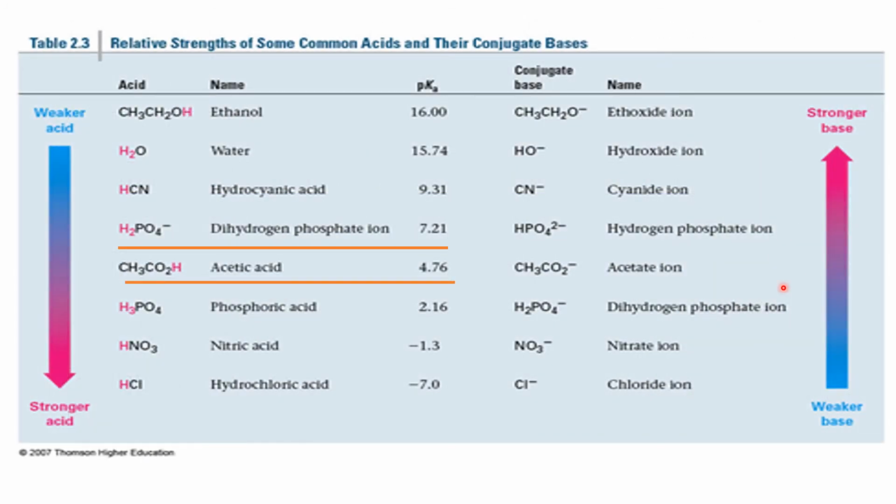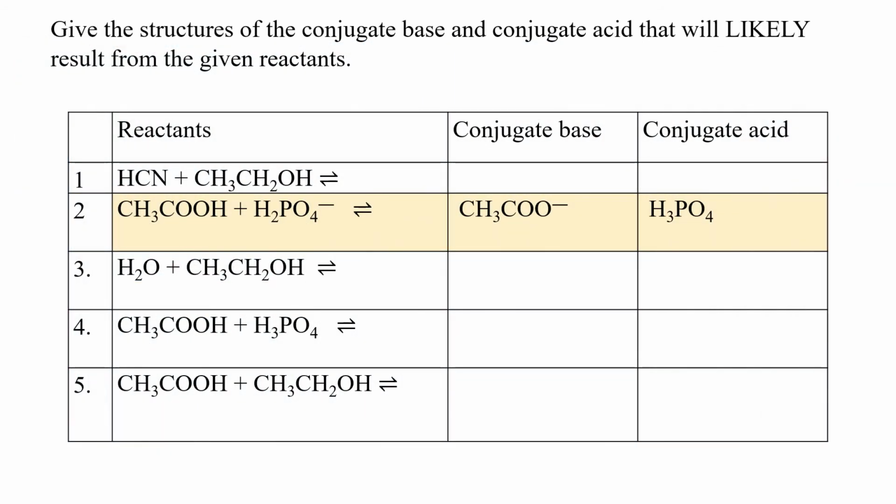Next question is about acetic acid and dihydrogen phosphate ion. Which is the stronger acid? It's the acetic acid. So this becomes the proton donor. So it donates a proton to dihydrogen phosphate ion. So the reaction will be acetic acid donating a proton to the dihydrogen phosphate, and so acetate becomes the conjugate base, and the conjugate acid is phosphoric acid.